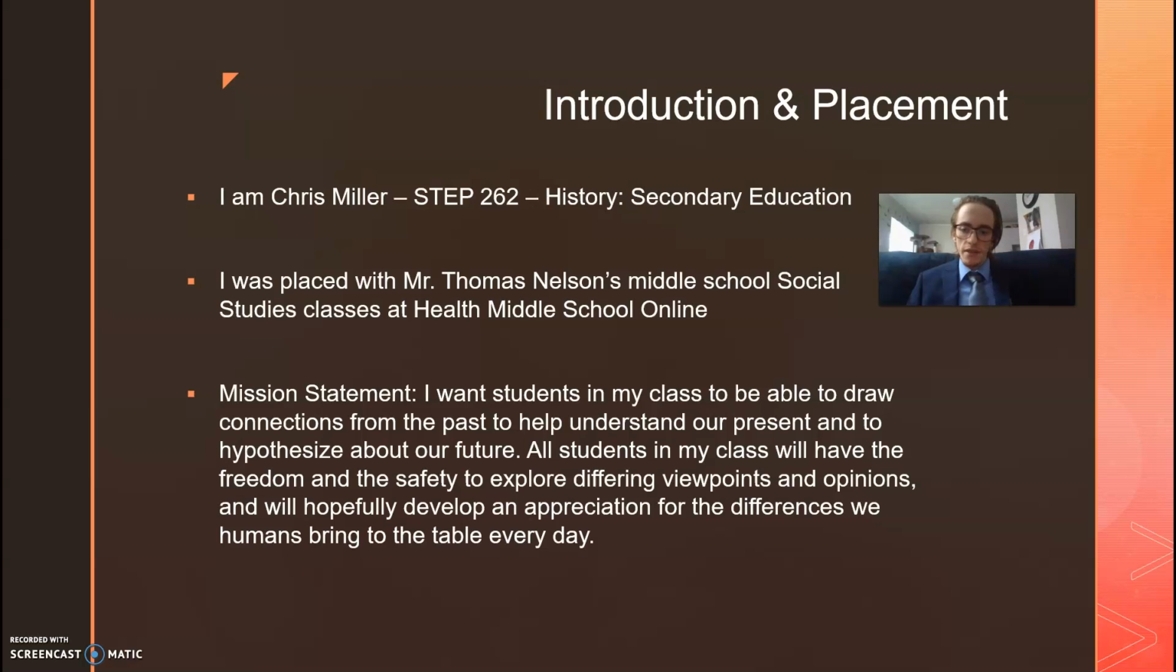The mission statement that I have at the moment, anyways, is that I want students in my class to be able to draw connections from the past to help understand our present and to hypothesize about our future. All students in my class will have the freedom and the safety to explore differing viewpoints and opinions and will hopefully develop an appreciation for the differences we humans bring to the table every single day.